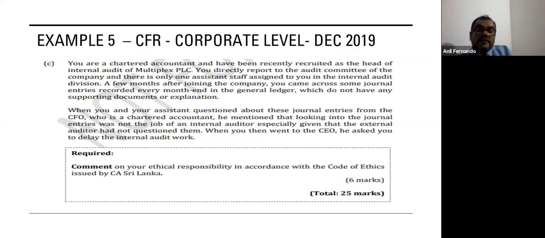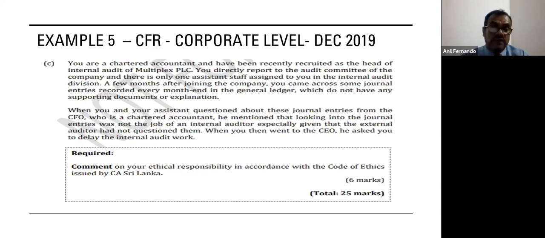But here, the action verb is comment on your ethical responsibility. Commenting does not direct you. Of course, you have to talk about ethical responsibility, but what are you supposed to talk about? Comment. If you say that yes, ethical responsibilities have been adhered to or have not been adhered to, that's also a comment, right? So the question itself really puts a blockade for you to develop your answer.